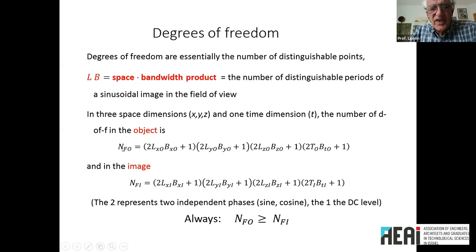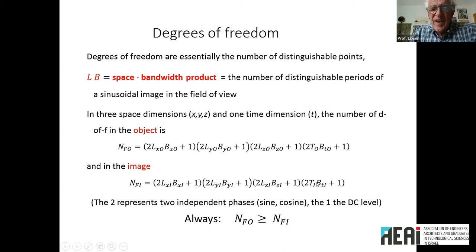this product, which is the number of degrees of freedom in the object. And every one of them is twice the size times the bandwidth, which is determined by the angles of diffraction, plus 1. And you get this product here. Now, in the image, you will get the same thing, but there will be degrees of freedom in X, Y, Z, and T in the image.